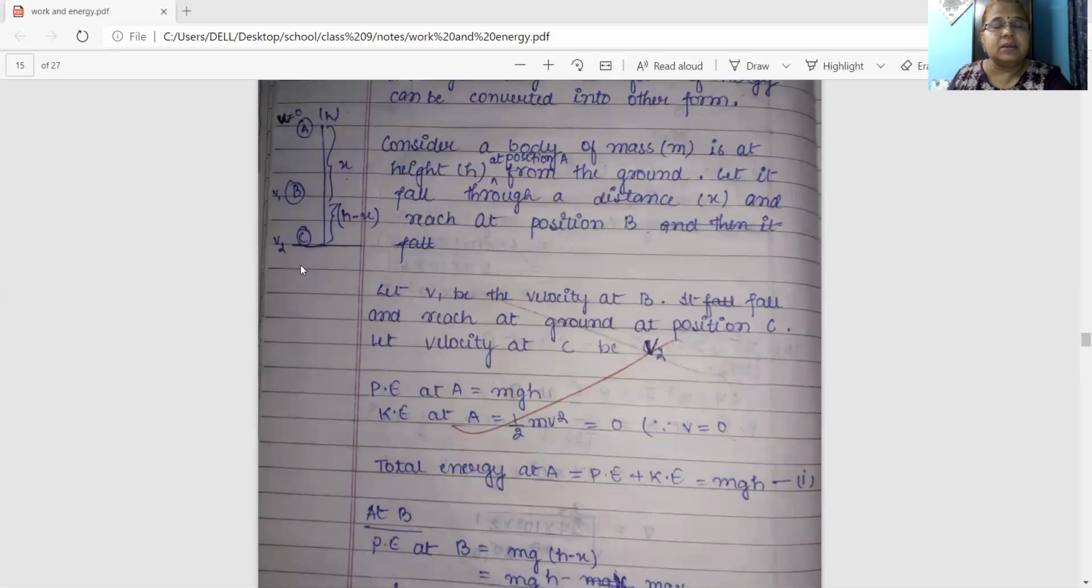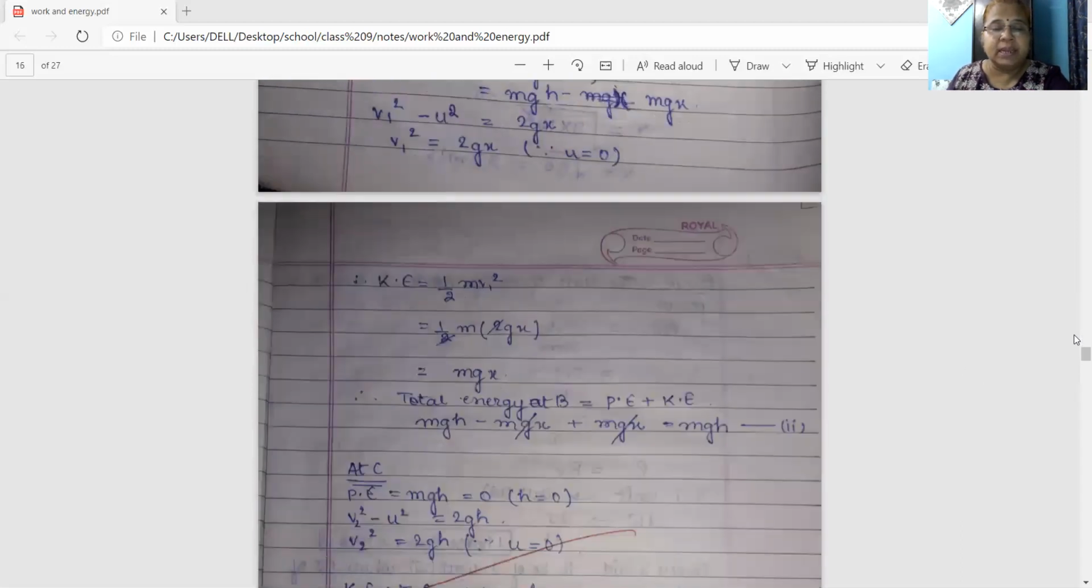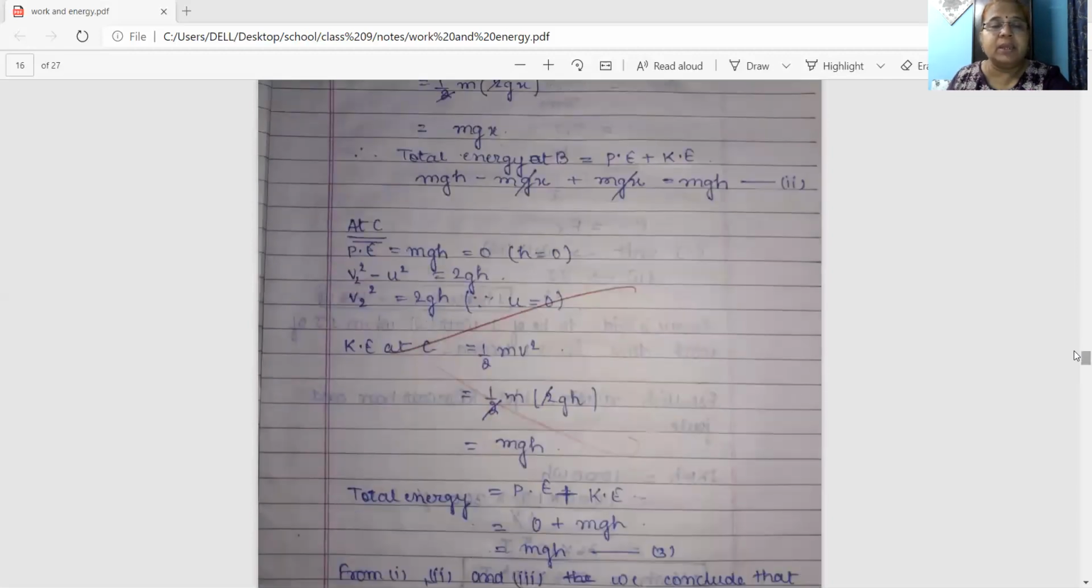Now come to position C. At position C, the final velocity is v2. And what is the height at C? It is 0. So potential energy at position C will be 0, as h equals 0 here. Potential energy equals mgh, h is 0, so the total becomes 0. To find the value of v2, use the third equation of motion. So v2 square minus u square equals 2gh, since the body falls through a distance of h. Now u is 0, so we get v2 square equals 2gh.